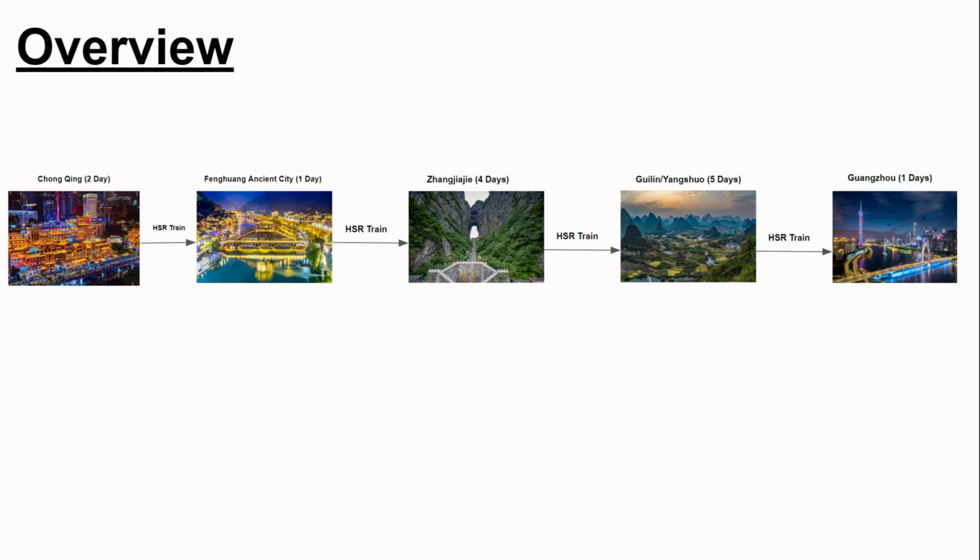So we first will go to Chongqing, then Fenghuang Ancient City, Zhangjiajie, Guilin, Yangshuo, and Guangzhou. We'll use high-speed rail to travel between all these cities. The reason I chose Chongqing and Guangzhou as the cities to fly in and out is because they are big cities and there are a lot of flights.